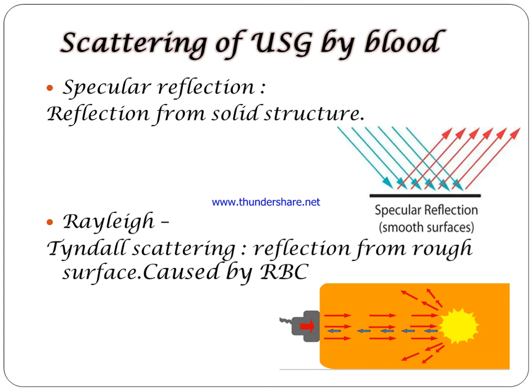Scattering of ultrasound by blood. There are two types: specular reflection and Rayleigh reflection. Specular reflection is from solid structures. Rayleigh reflection is scattering, like reflection from a rough surface, caused by RBCs.